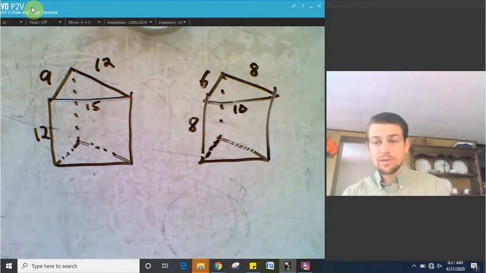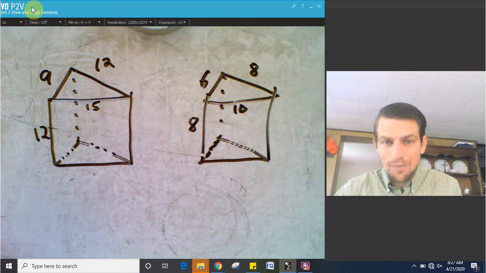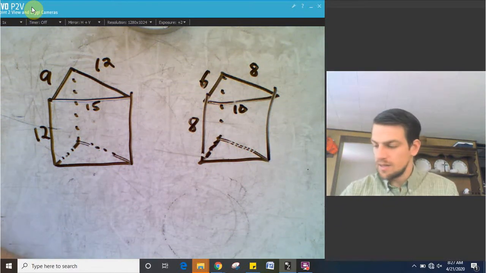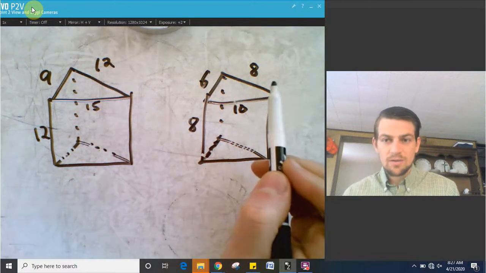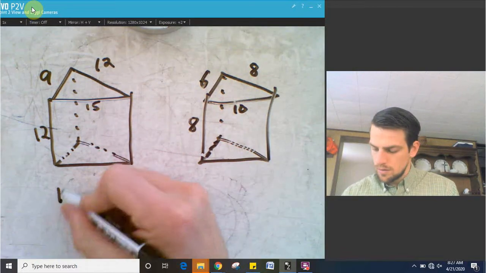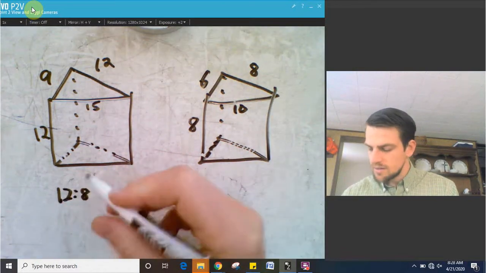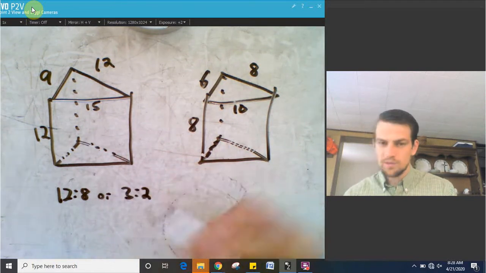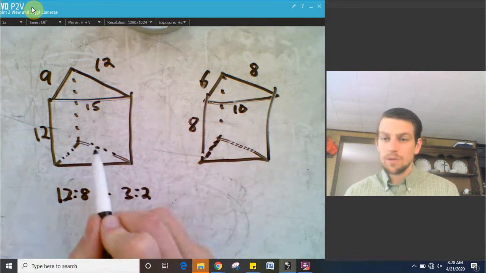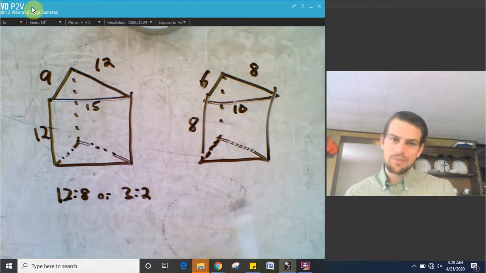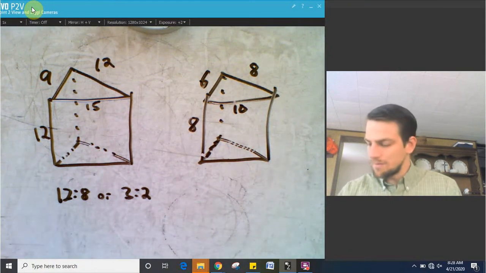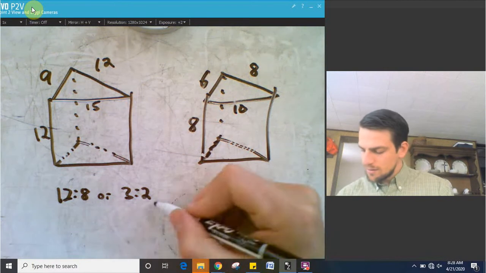So first things first, in order to use this theorem, we need to find the scale factor. To find the scale factor, we can take any two corresponding pieces and find the ratio. So in this case, I'm just going to do 12 and 8. So the scale factor is going to be 12 to 8, or 3 to 2 is what that would reduce to. And that is going from the bigger one to the smaller one. So the bigger one is 3, smaller one is 2, relatively. Okay, so that's our scale factor.